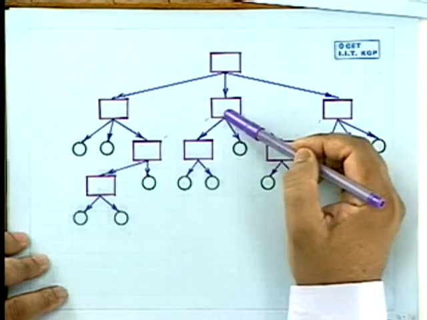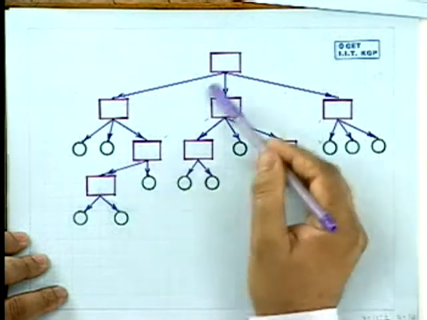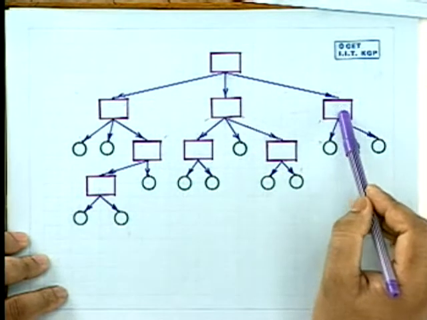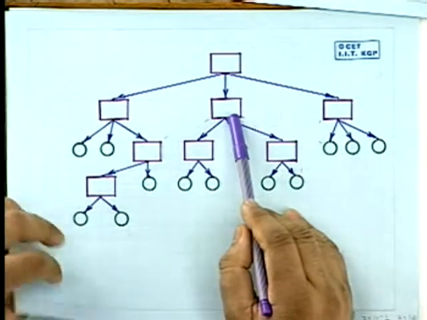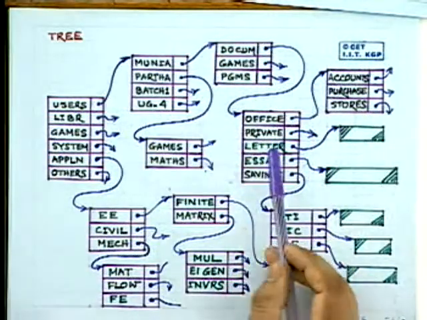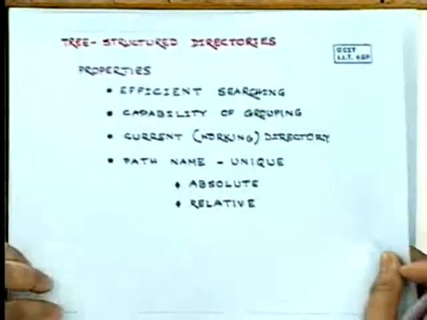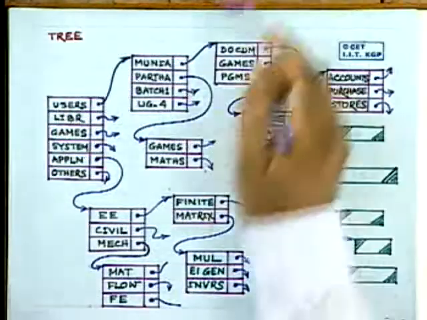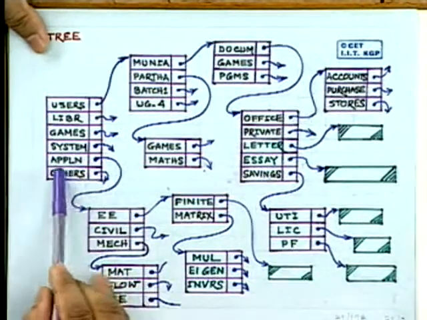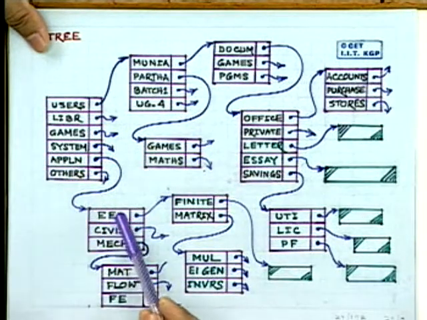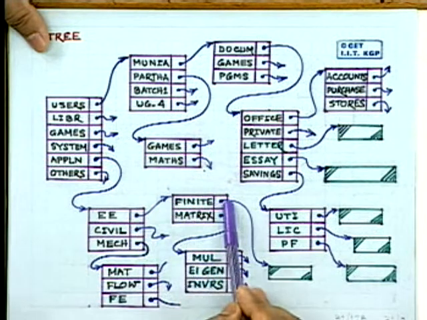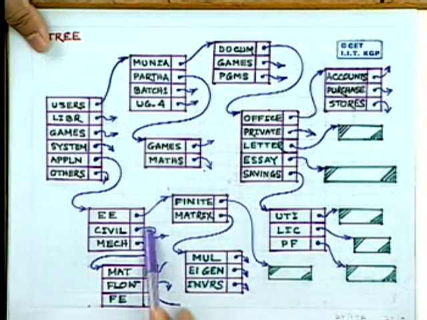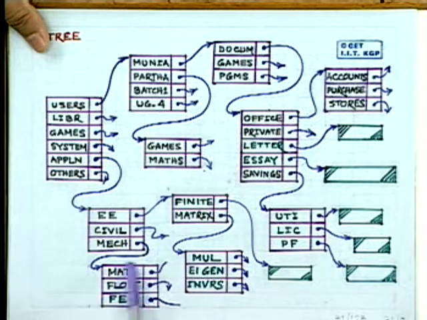Of course, he or she can move to the root and access any of the subdirectories or the files that are permissible to be accessed by that particular user, right? Now, we are talking about that capability of grouping. We can group them, for example, here applications have been grouped under different areas like electrical engineering, civil engineering, mechanical engineering, and under electrical engineering we have a subdirectory. Under civil we will have one, under mechanical we will have one, and so on.